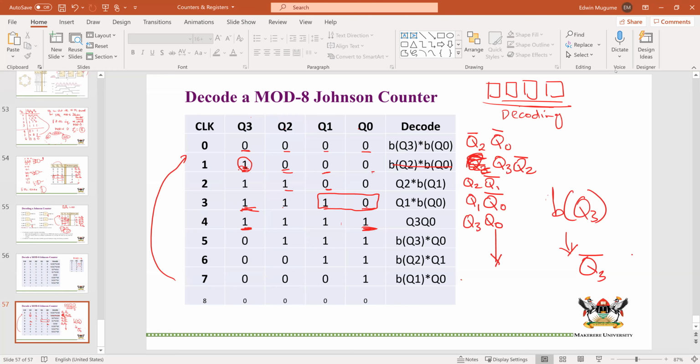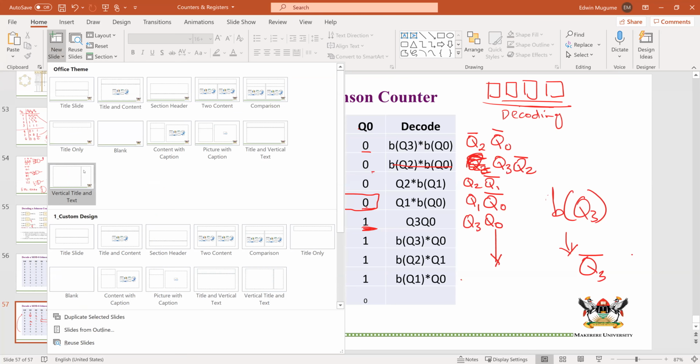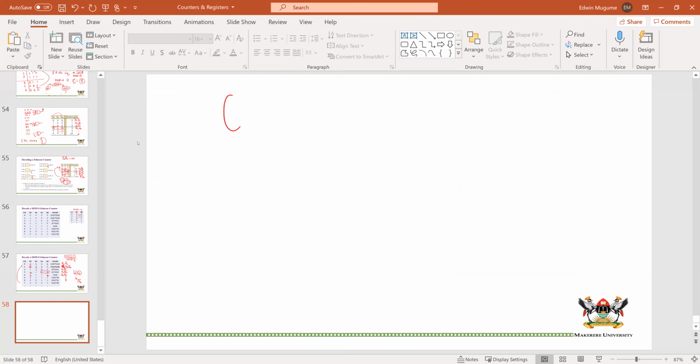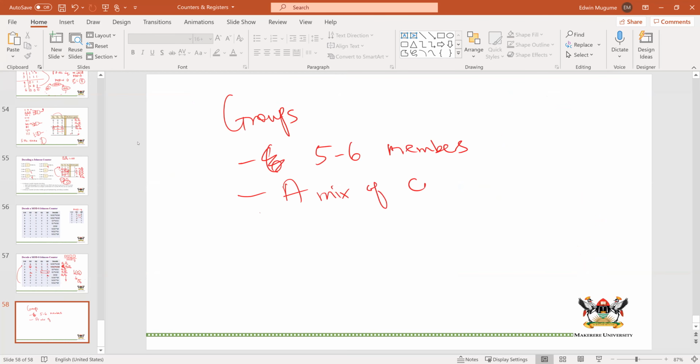And so when I give homework, it will be group homework. And so you should already be figuring out who you are going to work with. You've done this with me before, so this is not strange. You create groups of 5 to 6 members, and I want to see a mix of computer engineering, electrical engineering, telecom engineering, and so you all get same marks.